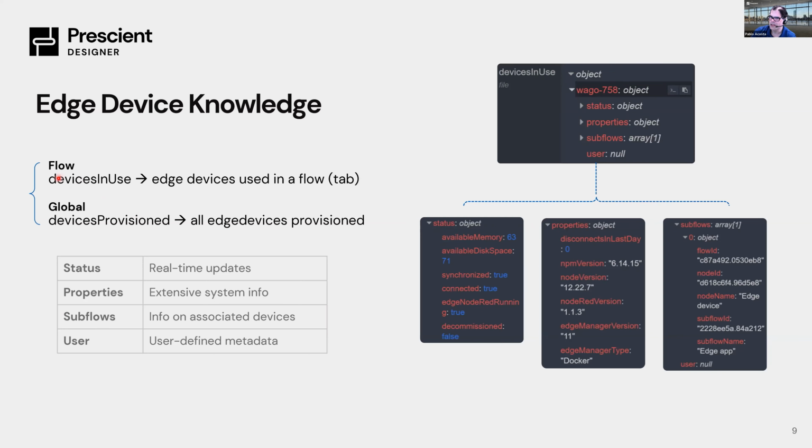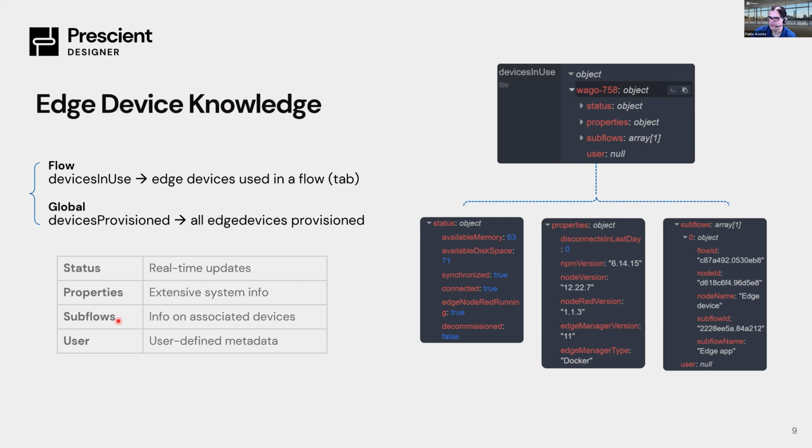There are two ways to access it. The flow context variable has a devices in use variable, and the global context has a devices provisioned variable. And what do these variables have? Well, you can see the status information, which is the same information that you see in the sidebar, but you can use it programmatically. Then you have the properties property of these variables, and it has all the system information that you see in the devices sidebar.